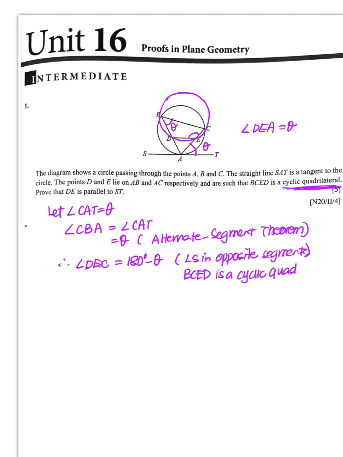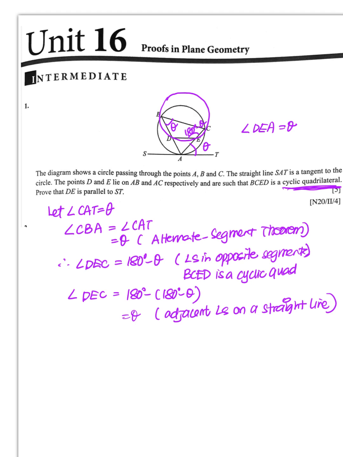Okay, so once you know that this is 180 minus theta, you will know that angle DEC is equal to 180 degrees minus (180 degrees minus theta). So it's equal to theta. Reason: adjacent angles on a straight line.